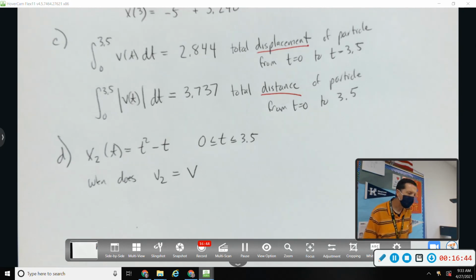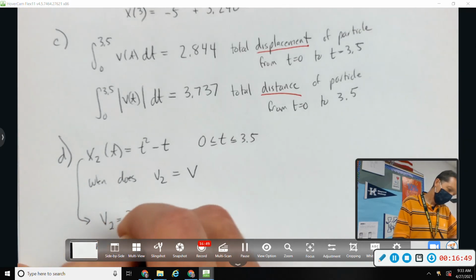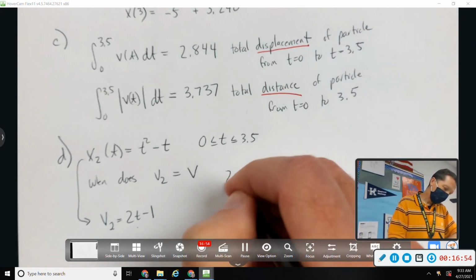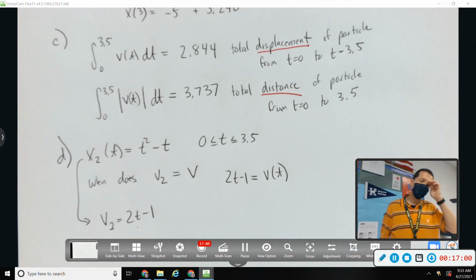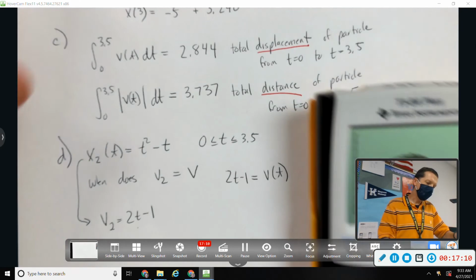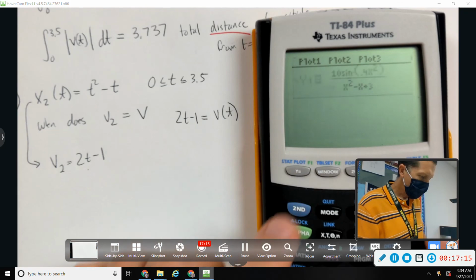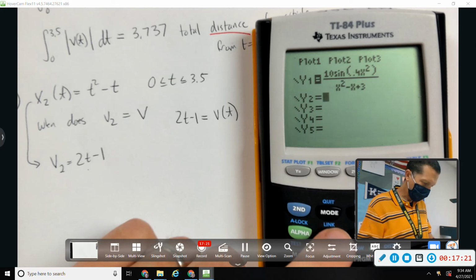Well, what's v2 equal? Just 2t minus 1, the derivative of x. So I want to know when 2t minus 1 equals v of t. So how can I figure that out? Just put them both on the graph and find the intersection. One graph's already there. The other graph is just 2x minus 1.